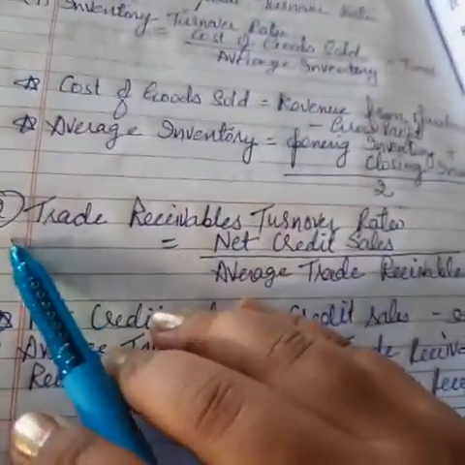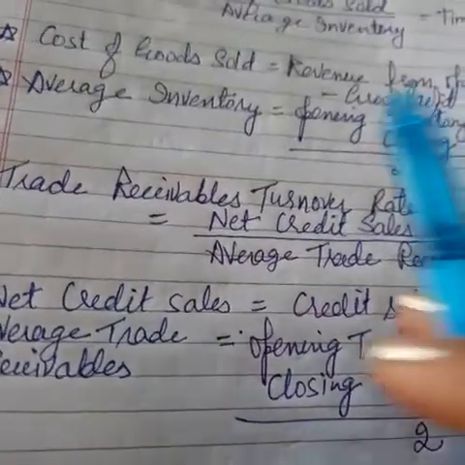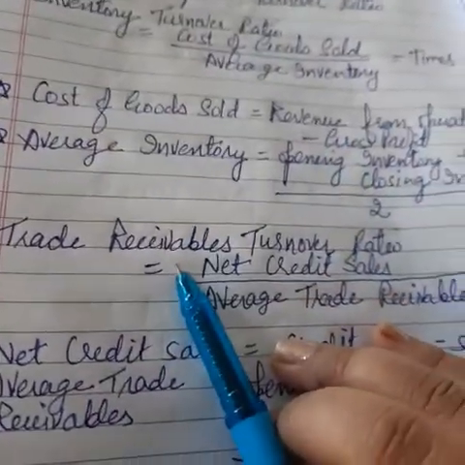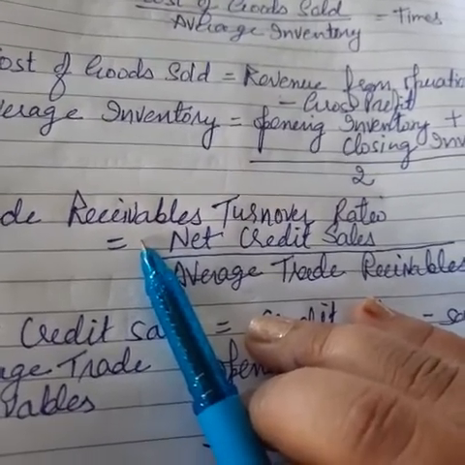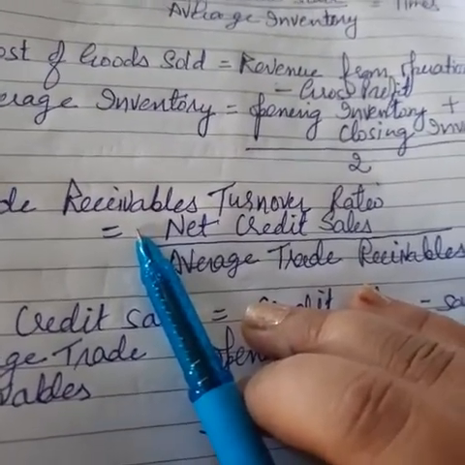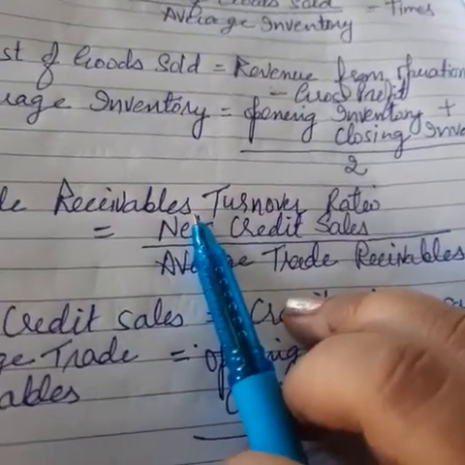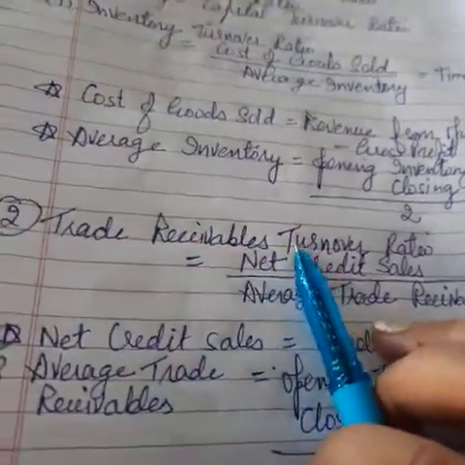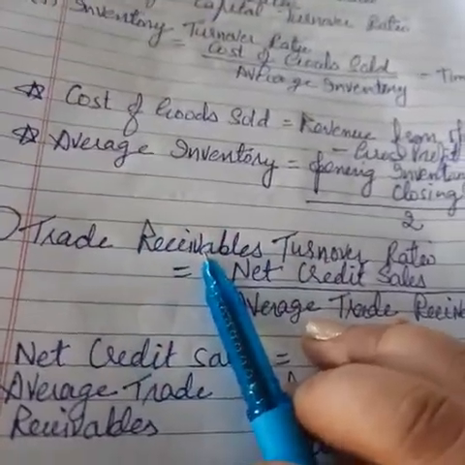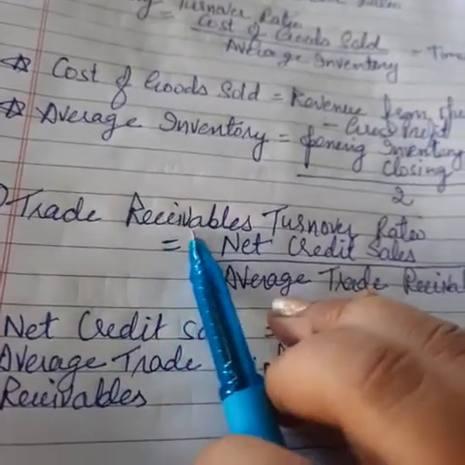The second ratio is trade receivables turnover ratio. So trade receivable is the amount receivable against goods sold or the services rendered in the normal course of business of the enterprise, or we can say the money that is outstanding against the sale of goods. Then we have to include it under trade receivables. So trade receivables basically means debtors plus bills receivable, that we have to take.